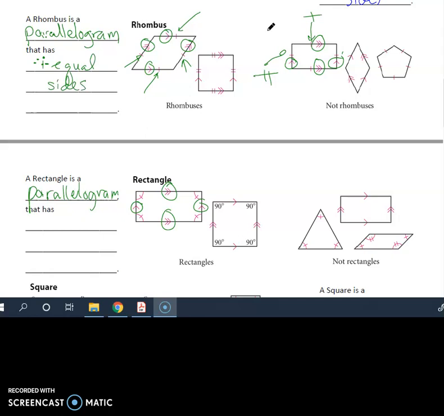For a rectangle, again, it's a parallelogram, but what's different from the rhombus is that it's not about the sides, it's about the angles. All four angles are marked the same for both shapes, and for the second one they went a step further and called them by their actual measurement, which is 90 degrees. So a rectangle is a parallelogram that has four equal angles, or 90-degree angles.